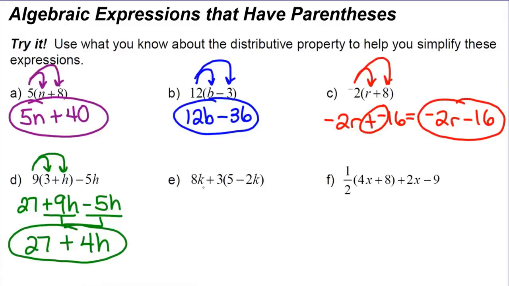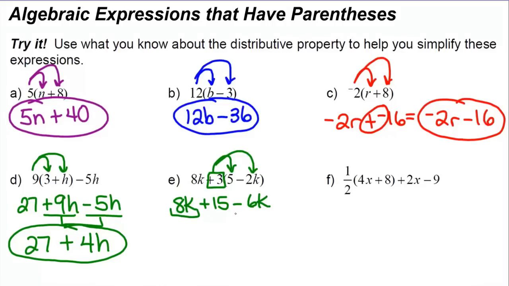Again, I've got parentheses here and another term. So this 8k is just going to get copied, and I'm going to take this positive 3 and multiply it by everything in the parentheses. And positive 3 times 5 is positive 15 minus 3 times 2k, which is 6k.